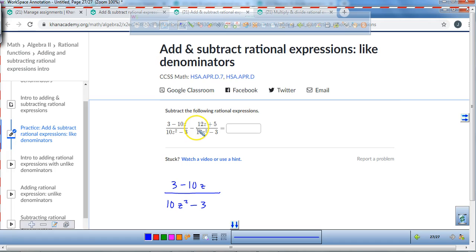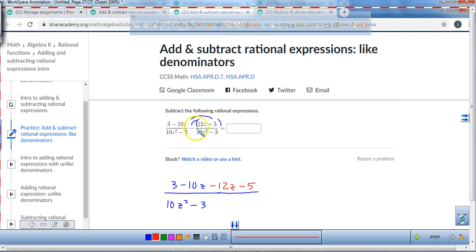Alright, now, what I'm going to do right now is I'm just going to go ahead and take care of it right now. I'm just going to multiply that negative to both of those. So right now, we have the same denominator. Alright, so I'm just going to make this a little bit faster. I'm going to say minus 12z, and then I'm going to put minus 5.